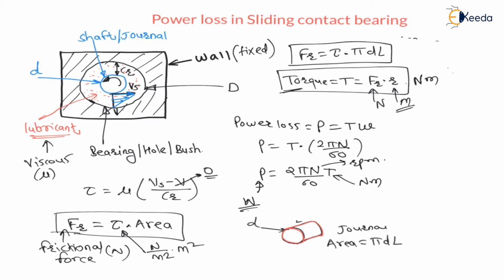And my dear students, this is a very hot topic in the GATE examination. They ask many questions to calculate this power loss in case of sliding contact bearing. So you must know the procedure to find this power loss. First of all, we have to find viscous shear stresses at this gap as per Newton's law of viscosity. Then find frictional force by multiplying this shear stress with pi d L, that is the surface area of the shaft, and then find torque and then find power loss.